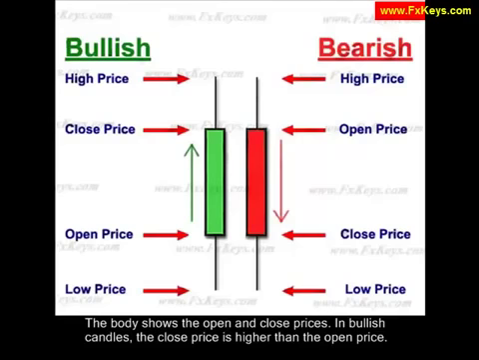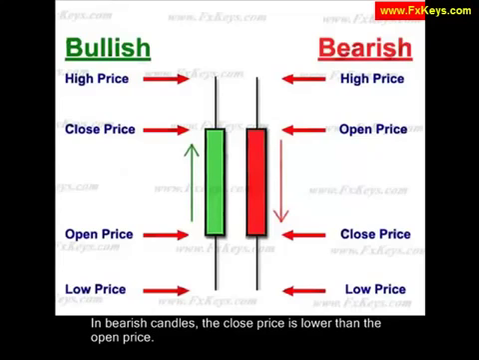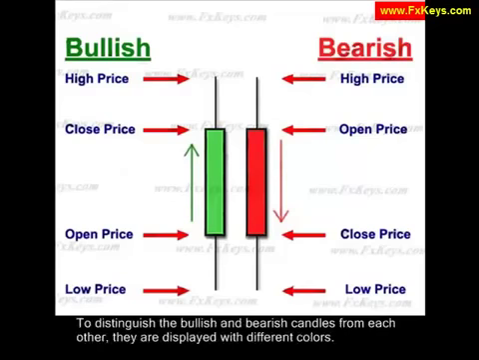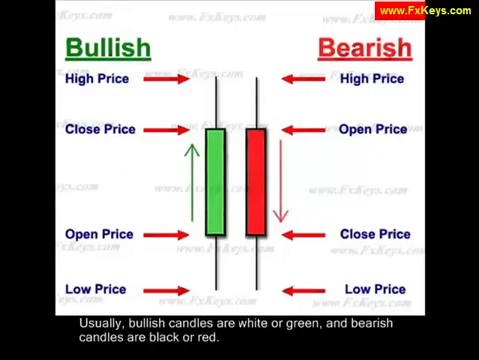In bullish candles, the close price is higher than the open price. In bearish candles, the close price is lower than the open price. To distinguish the bullish and bearish candles from each other, they are displayed with different colors. Usually, bullish candles are white or green, and bearish candles are black or red.